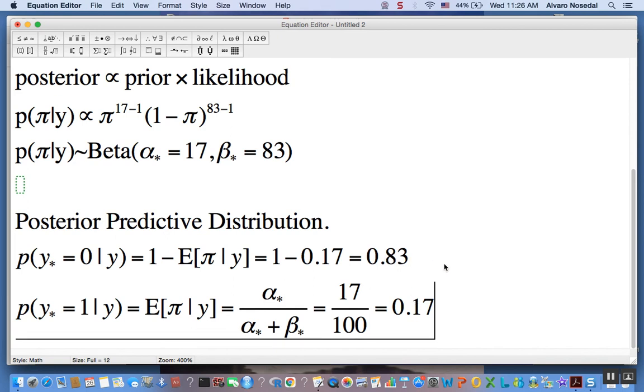So clearly these two guys form a legit probability distribution. Make sense? Okay, so that's it for now. In the future, in another video, we are going to talk about another example where we have a future sample size greater than 1. But that's another video.